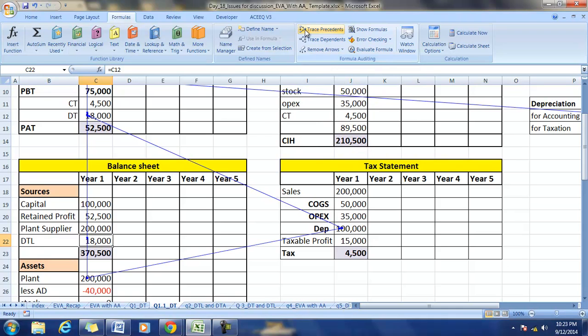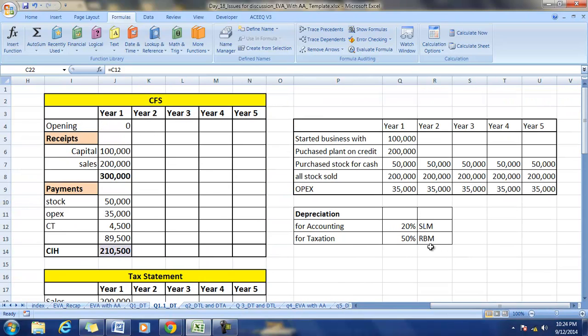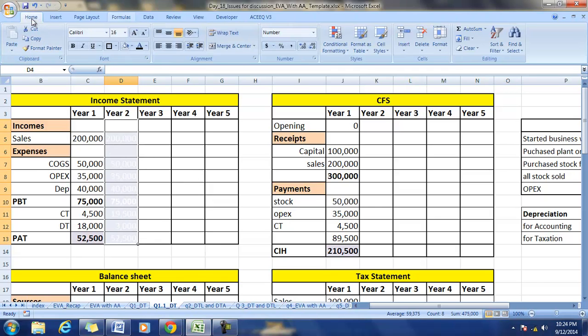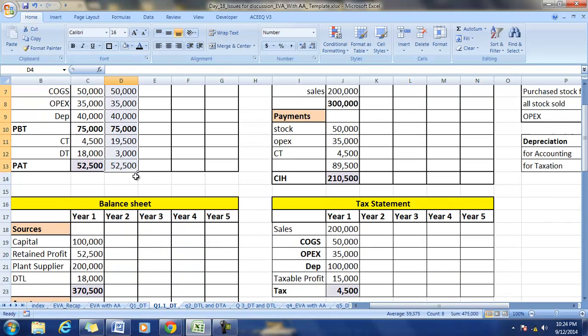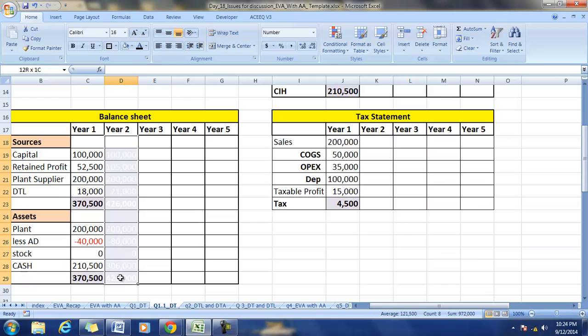In the second year, all the transactions are the same, even the depreciation rates, but depreciation for accounting and for taxation is on the opening balance. So in the second year, all the transactions are the same, so let us just observe the changes in the deferred tax only.